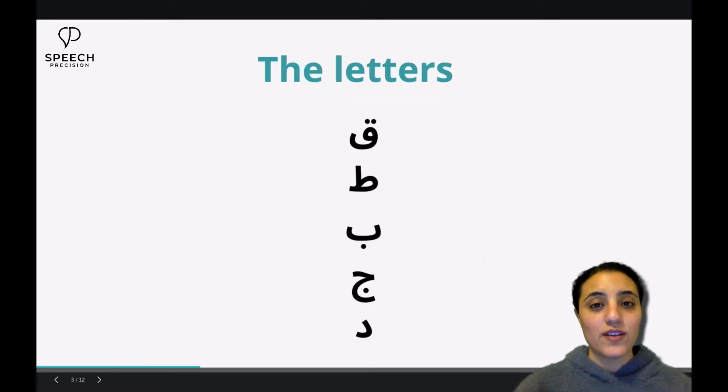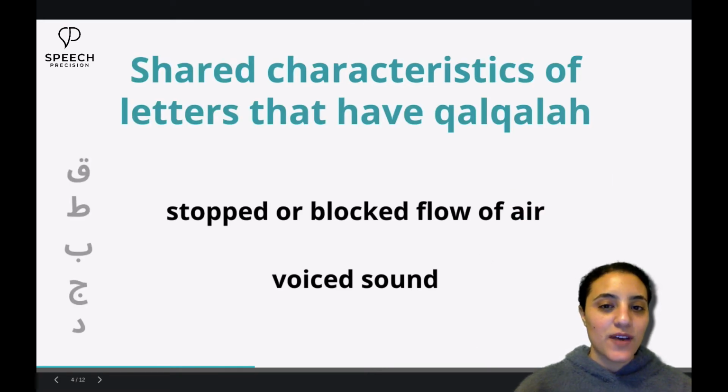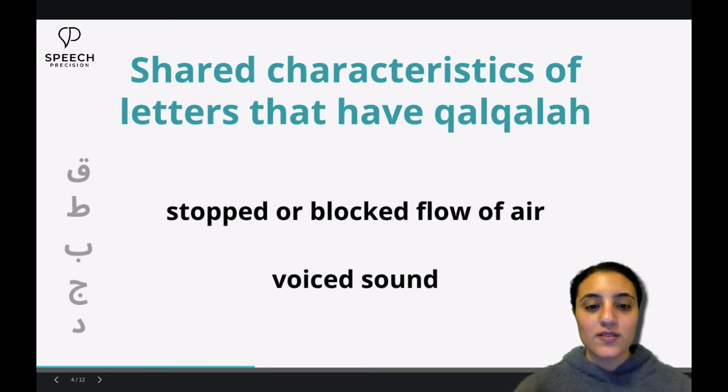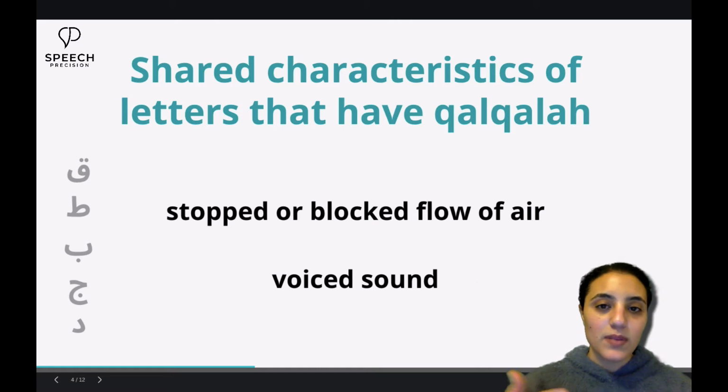So what are the 5 letters? They're Qaf, Ta, Ba, Jim, Dal. Qutub Jad. Let's talk about what these 5 letters have in common with each other. All 5 of these letters are stop sounds, meaning that the flow of air is blocked, right? So think about these 5 letters. For every single one of them, you're going to block the flow of air at some point.